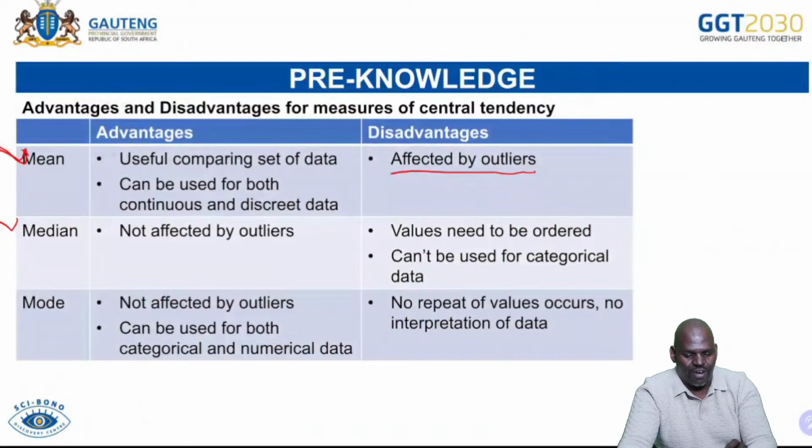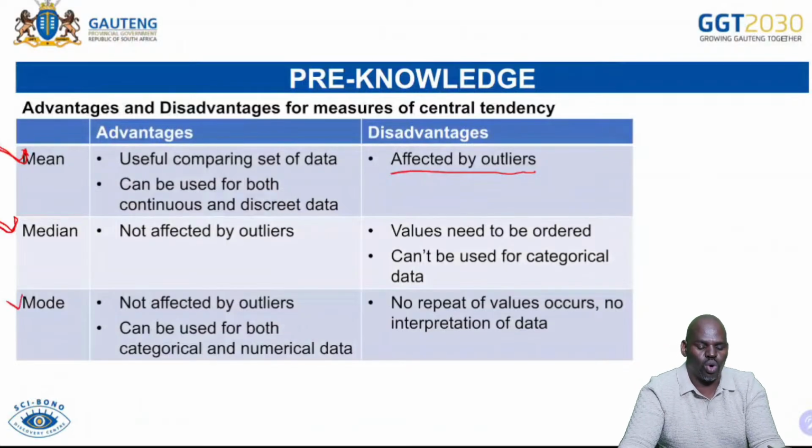So if an outlier is part of the numbers, or if a data set has got an outlier, you'll choose the median. But if there's no outlier, you'll choose the mean. And then what about the mode?